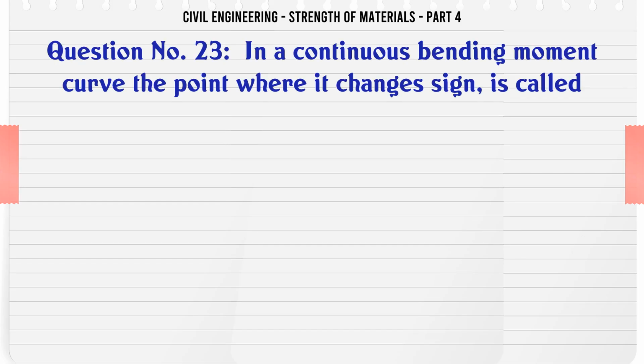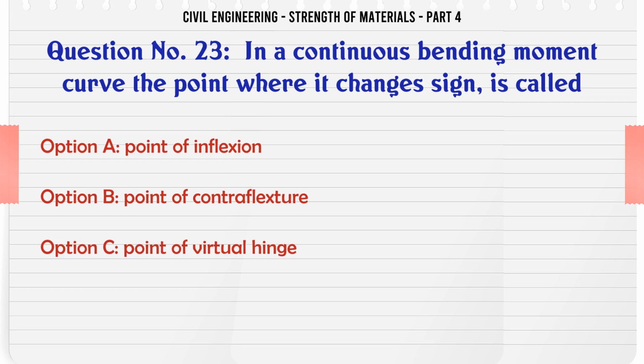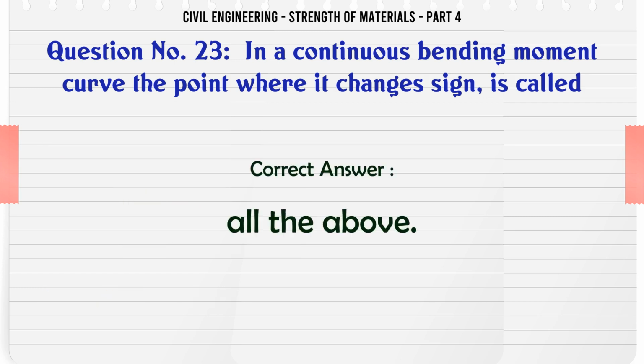In a continuous bending moment curve, the point where it changes sign is called: A. point of inflection, B. point of contraflexure, C. point of virtual hinge, D. all the above. The correct answer is all the above.